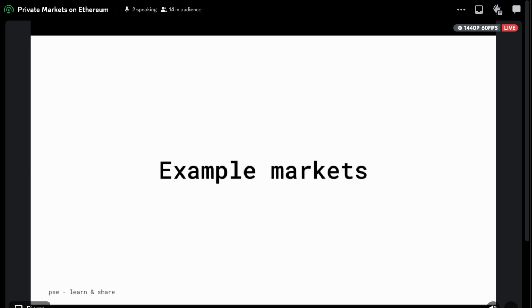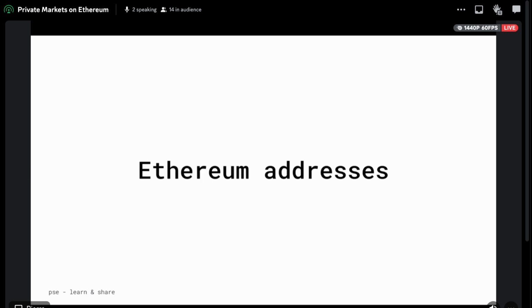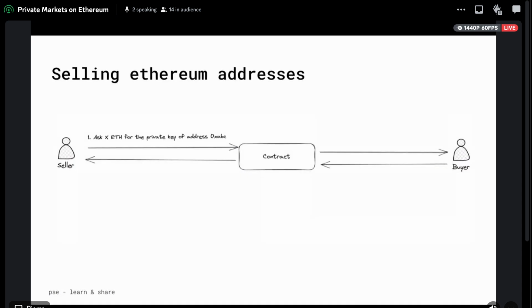So let's go over some example markets. Let's do some interesting markets from which we can learn more than from selling an odd number. Okay, so let's do Ethereum addresses first. In the case where we want to sell an Ethereum address on chain using that setup, first we'll have a seller who will come and say that he is asking for X ETH for the private key of the address 0xABC. So we are in the ask setup, basically, and the seller is asking X ETH for that.